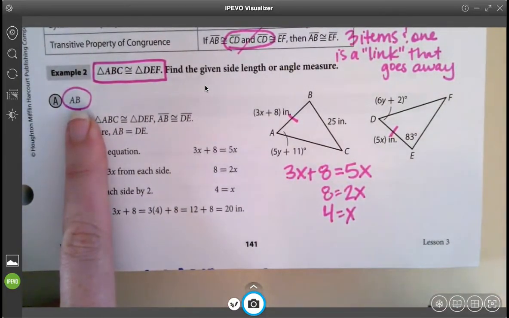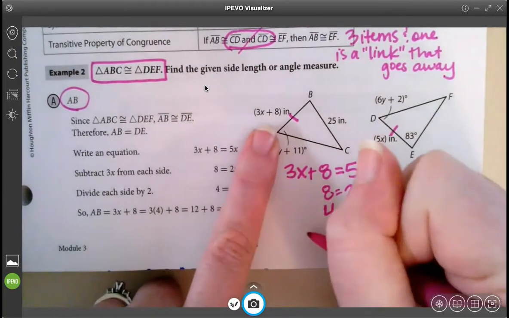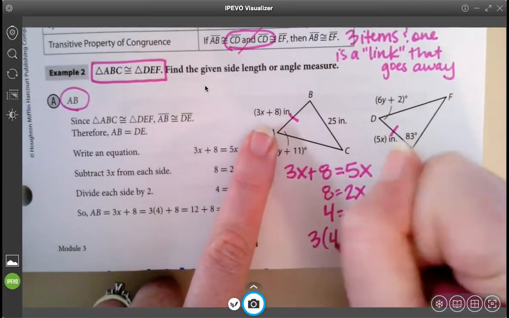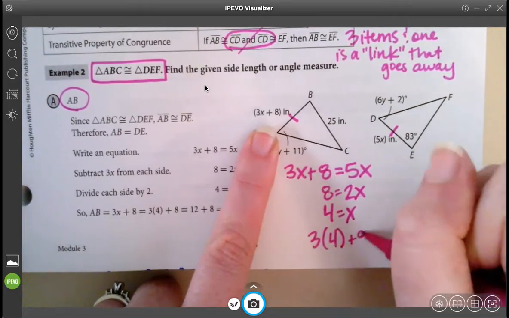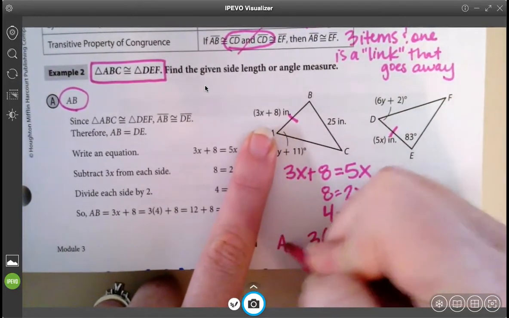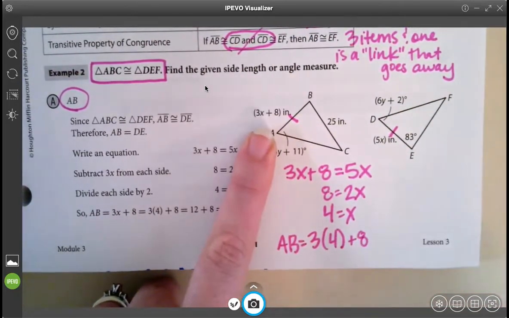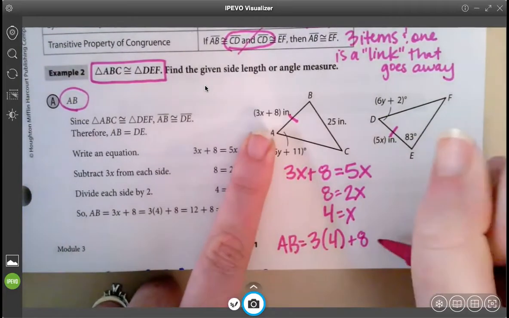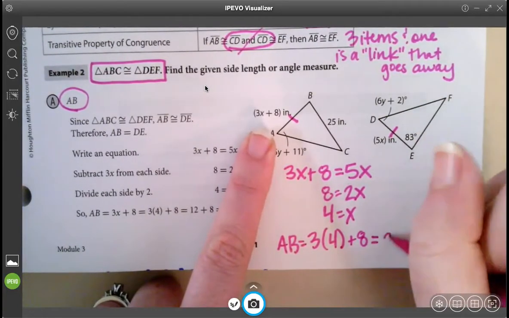So what do we have to do with that 4? Plug it in. So x is equal to 4. 3 times 4 plus 8 is going to be AB. So 4 times 3 is 12. 12 and 8 is 20.